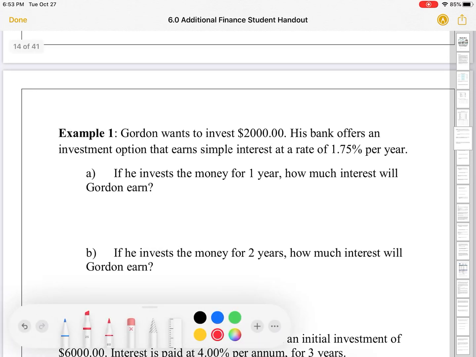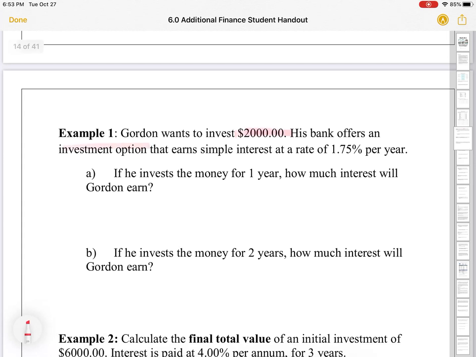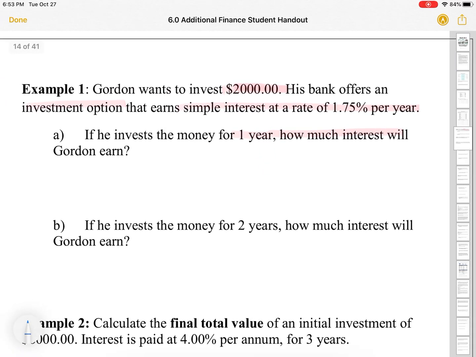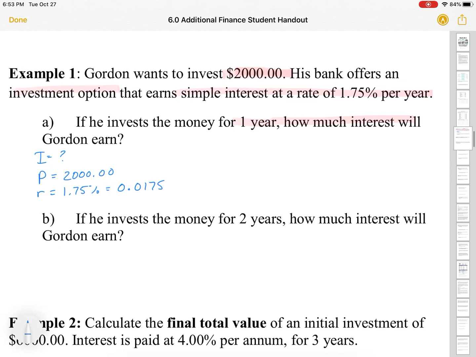Gordon wants to invest $2,000. His bank offers an investment option that earns simple interest at a rate of 1.75% per year. If he invests the money for 1 year, how much interest will he earn? So, as I said earlier, what we want to do is make a list of what we know. We're looking for the interest. The principal is $2,000. The rate is 1.75%. So if we write that in decimal, it's 0.0175. And the time is 1 year. Okay, so we don't have to convert the time.